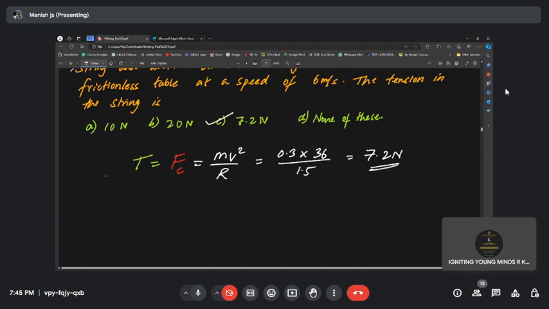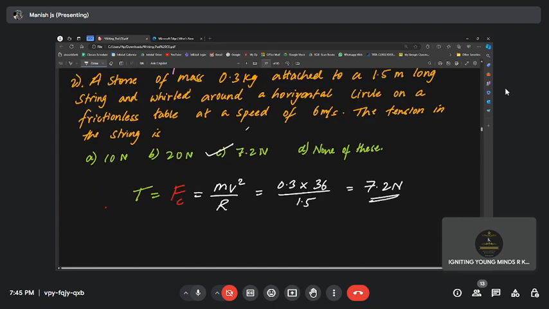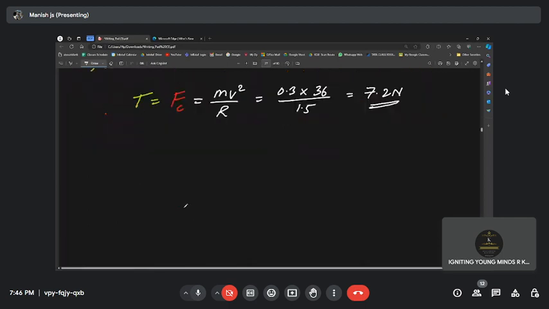Is that clear? So here we understand that centripetal force is the concept that is to be used, because when an object is in circular motion, and especially when you're tying it to a string and whirling it around, the centripetal force is a force which is acting towards the center, and that is responsible for the tension of the string. Okay, so that's how we'll solve this. Moving on to the next question.